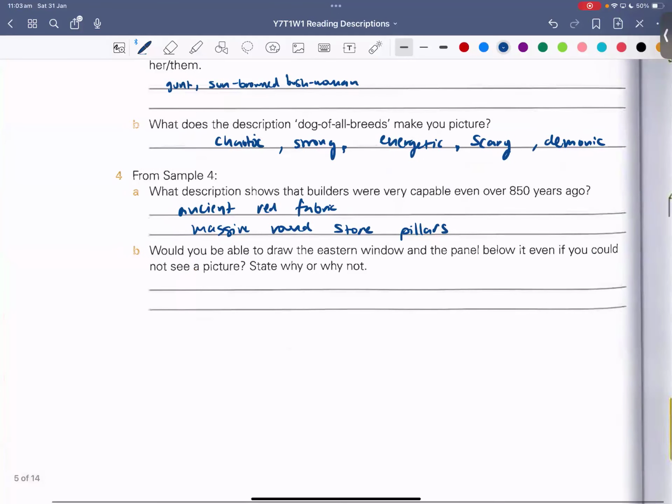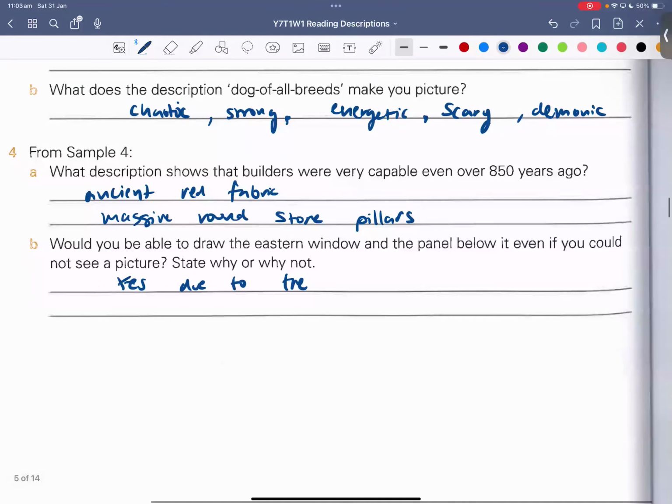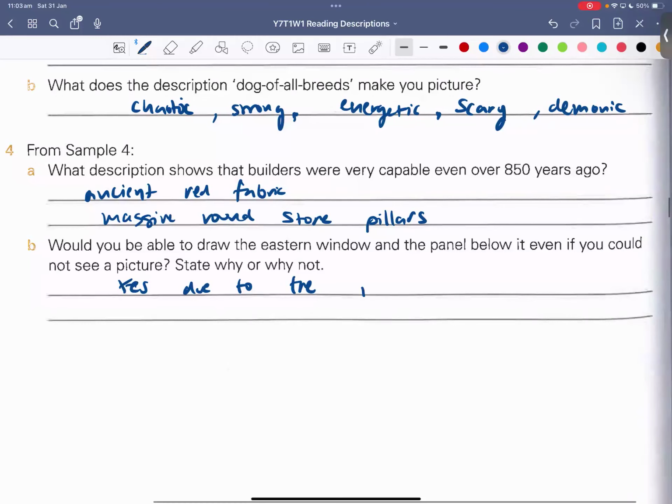Would you be able to draw the eastern window and the panel below it, even if you could not see a picture? Would you guys be able to do it? Or do you think it's possible for anyone to do it? Maybe not you, but for anyone. Yes, why? Because there's a lot of descriptive language. So yes, due to the immense amount of descriptive language.